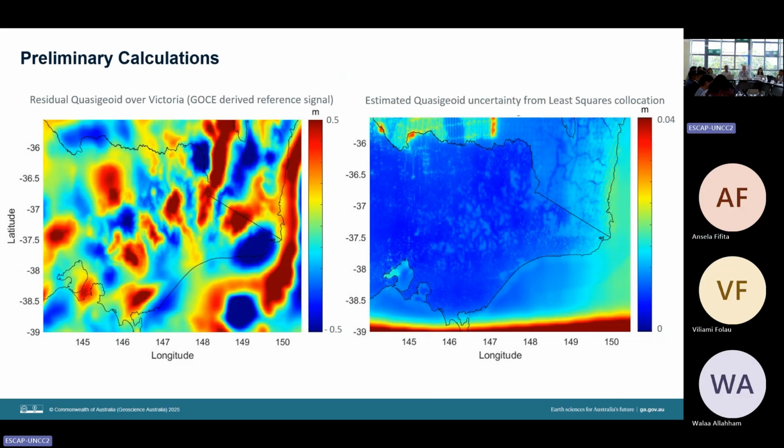And you can see relatively fine scale structures with a total range of about 0.5 meter, giving us, well, plus or minus 0.5 meter. So we have about 1 meter peak to peak variations in the residual geoid surface.